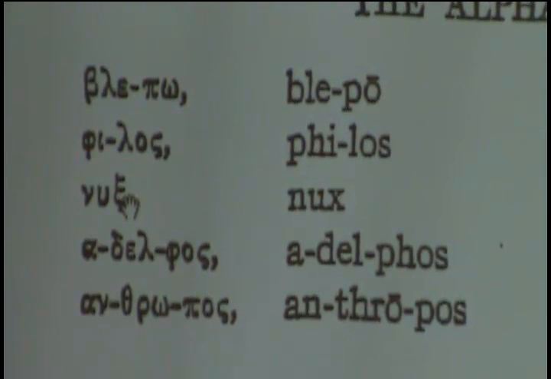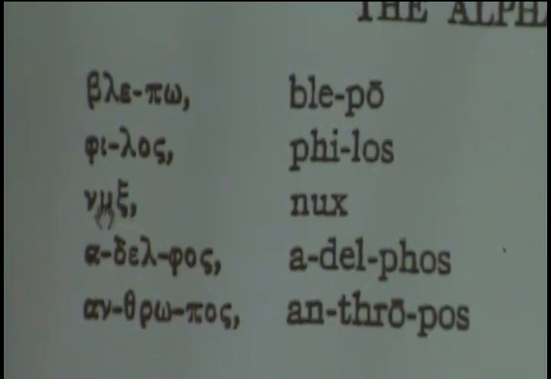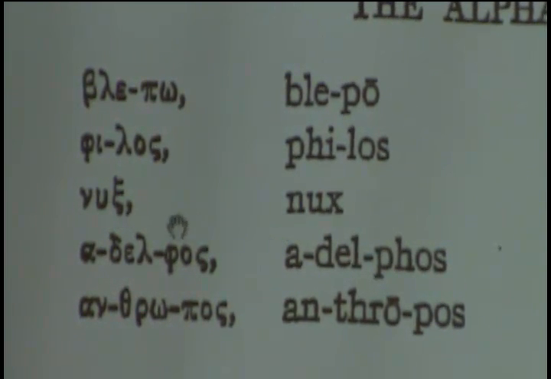A lot of people say nux, but it's not. It's nuks. That's night. And this one is adelphos. That's a brother. Adelphos. Anthropos. Notice this is a long O, omega. This is a short O. And this is a trilled R. Anthropos. All right, that's a man.